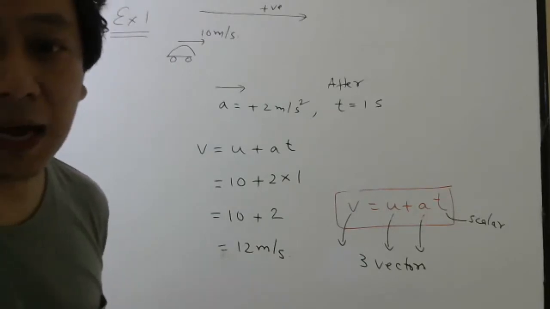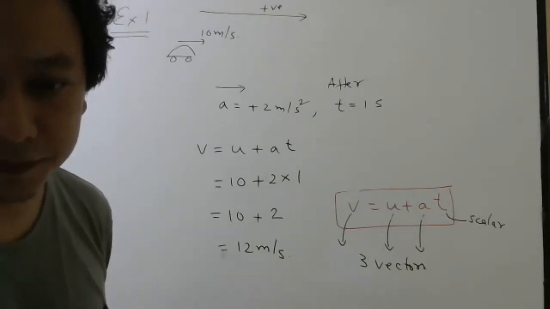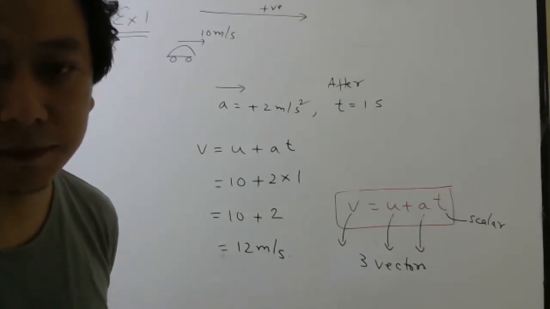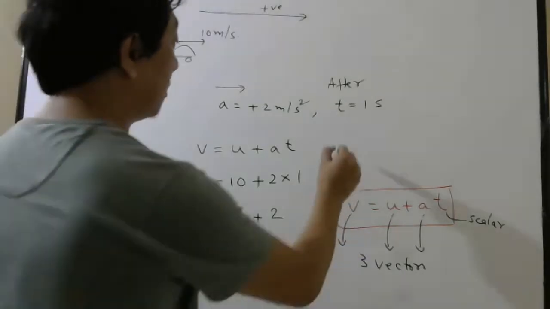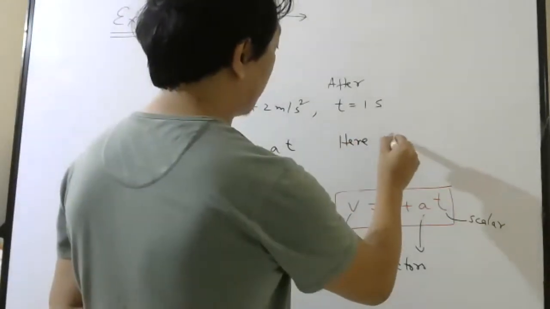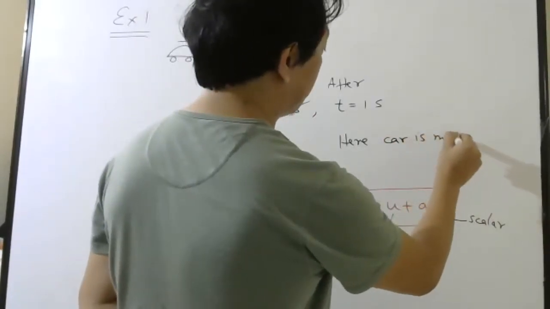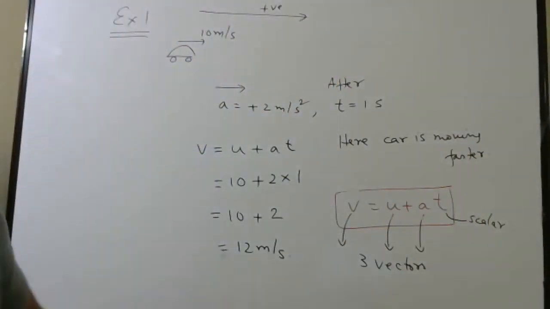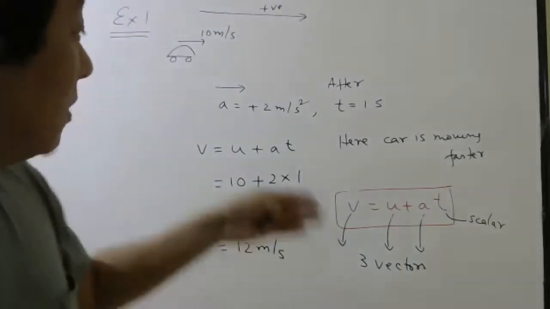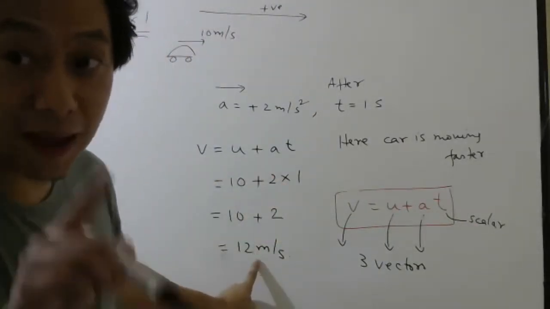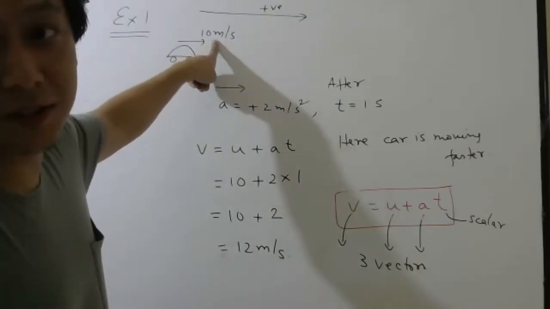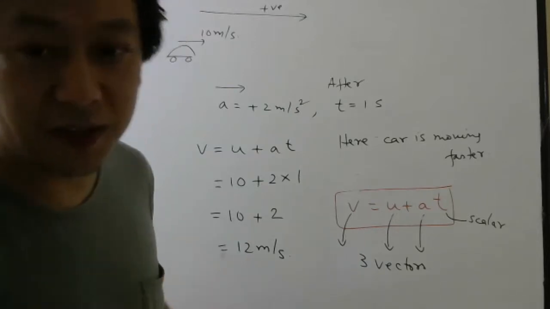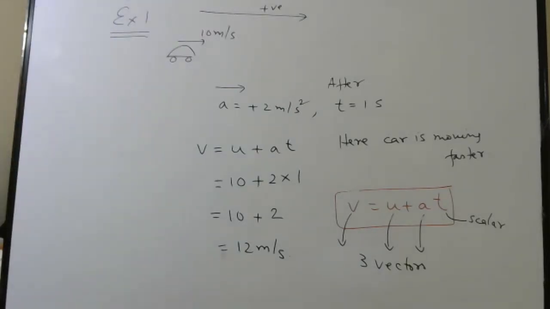So in this example, I should say the car is moving faster or slower? Faster. So here, the car is moving faster. When I say faster, it means it is speeding up. Meaning, your final velocity is more in magnitude compared to the initial velocity. Before you were running with 10 meters per second, now the car is running with 12 meters per second. Write this example.